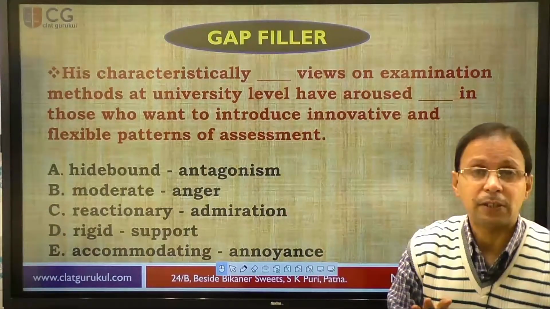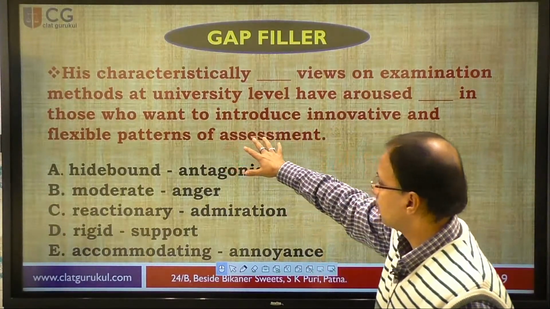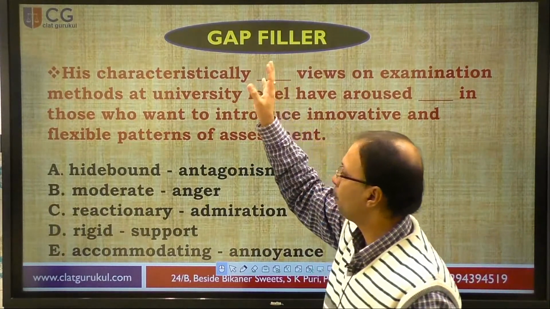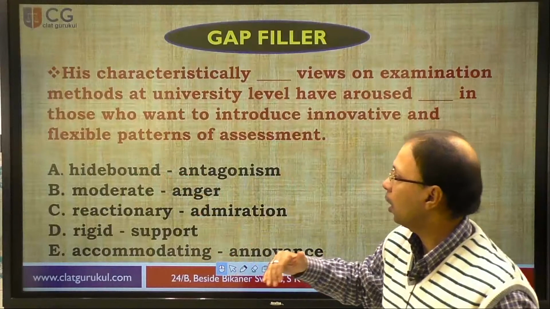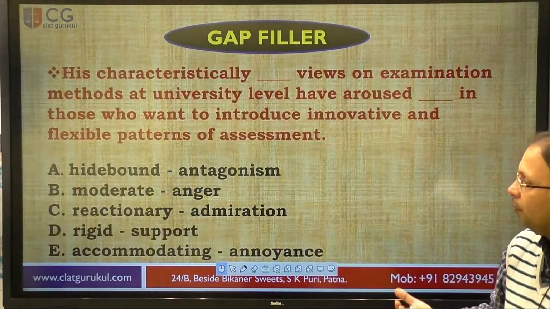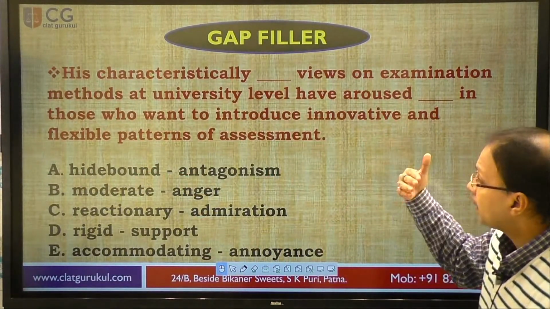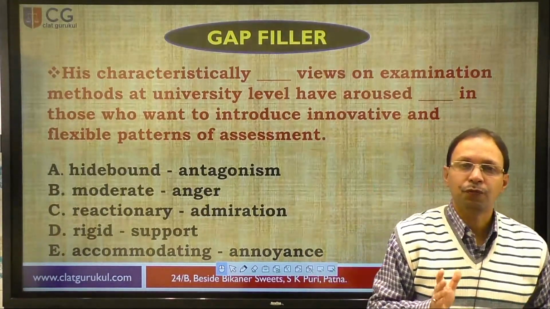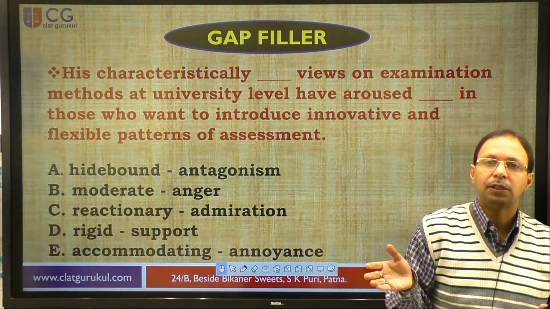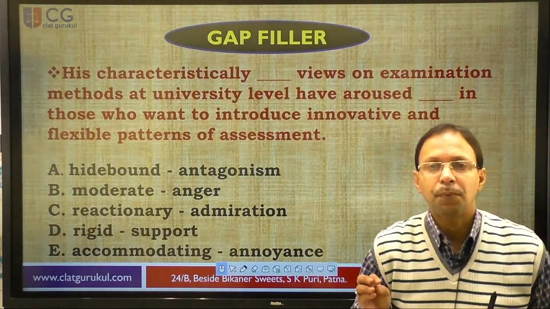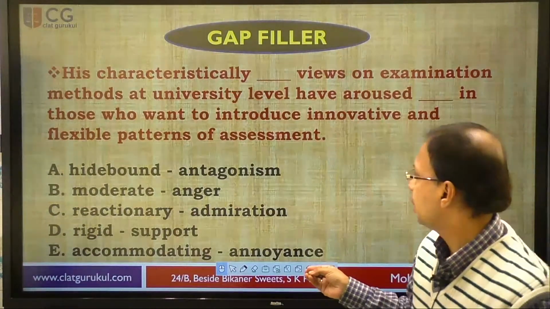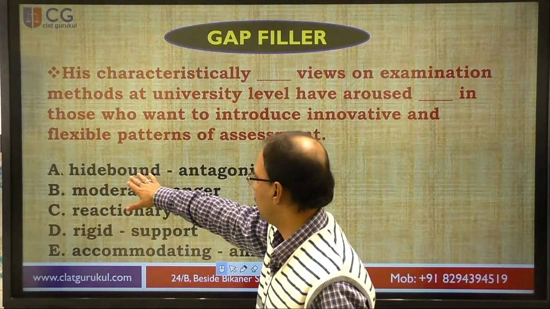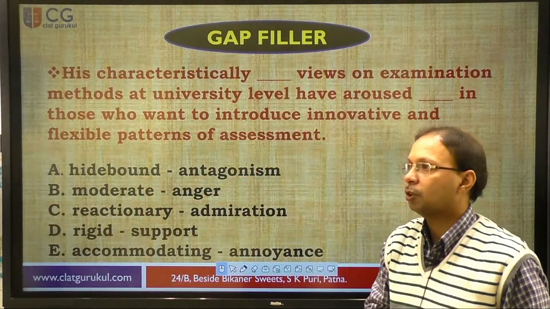Now, your straight cut strategy will be considering the second part of the sentence, as it is saying about the positive one. The first part should be the opposite one. So hidebound, having hidebound views, he aroused antagonism in those. If you are rigid by nature, if you are sticking to your views, if you are not in a position to accept anybody's changes, then definitely people will start disliking you. Okay, and it will create antagonism. That's why the first blank will be filled by hidebound and the second one is antagonism.